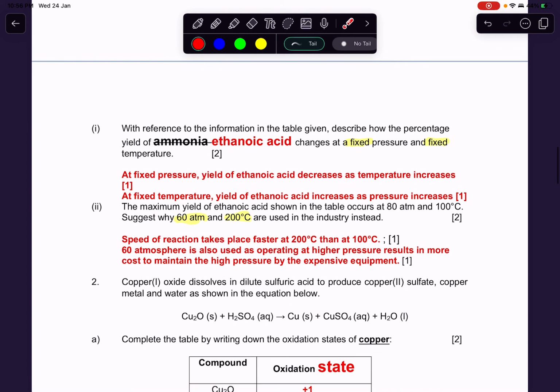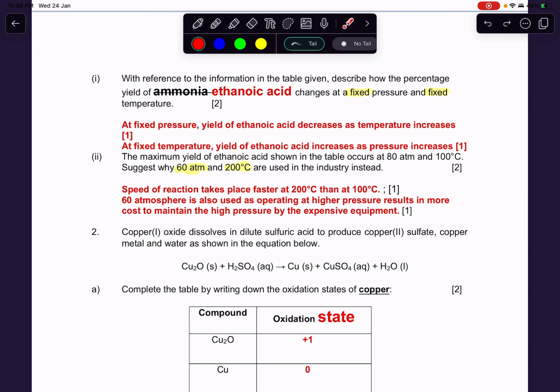So you have to address two parts. You have to address the pressure firstly, and then the temperature. Temperature is easier, so you just have to say the speed of reaction is faster at 200 than at 100, because you're comparing these two temperatures.